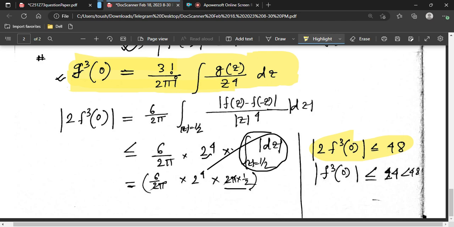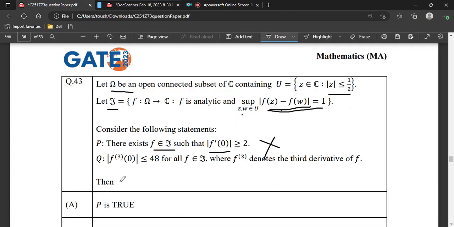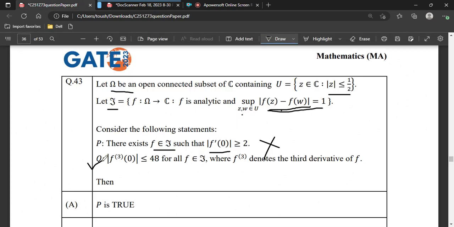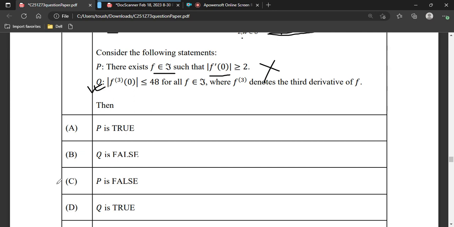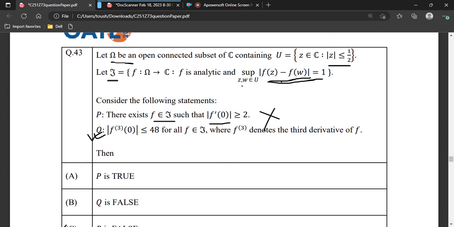And from there you will get f triple dash 0 is less or equal to 24, and 24 is strictly less than 48. That is what statement Q says, that mod f triple dash 0 is less or equal to 48. So option Q is right but option P is false. So P is false, which means option C is right: Q is true. Okay, so that was the question. I hope you understood the video.